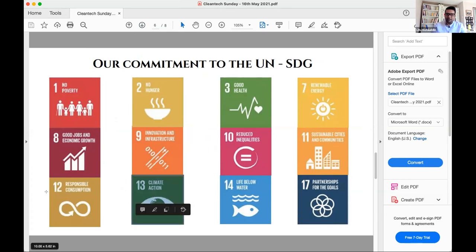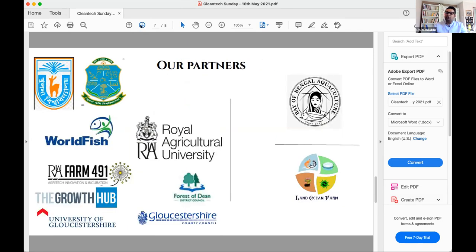And my favorite is number 12, responsible consumption, because as a chef, I believe this is reduce, reuse, and recycle strategy. Number 12 would act as a significant value for our development. And aquaculture is a community-based project. It has to be building the community within that.